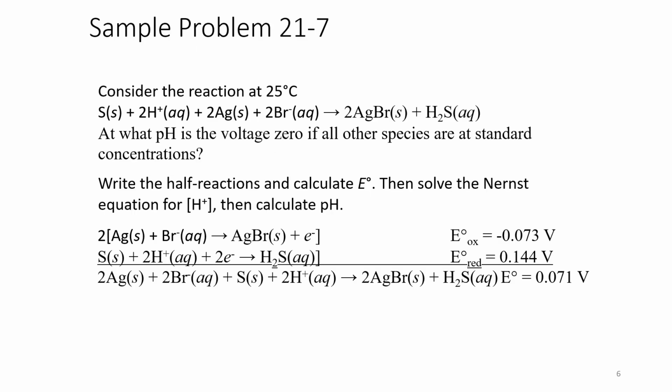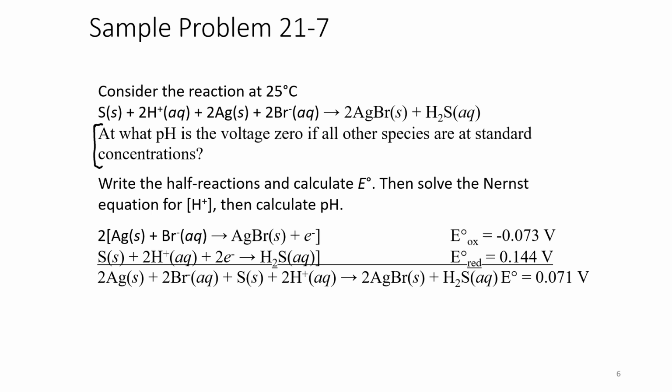Sample problem 21-7 is very similar to the last problem that we worked, except that instead of us solving for a new voltage, what this is stating is: at what pH is the voltage 0 if all other species are at standard concentration? So we've got a little bit of a wrinkle in this problem because we're not looking for our new voltage. We're not looking for a standard voltage. What we're actually looking for is a pH when our voltage is 0.